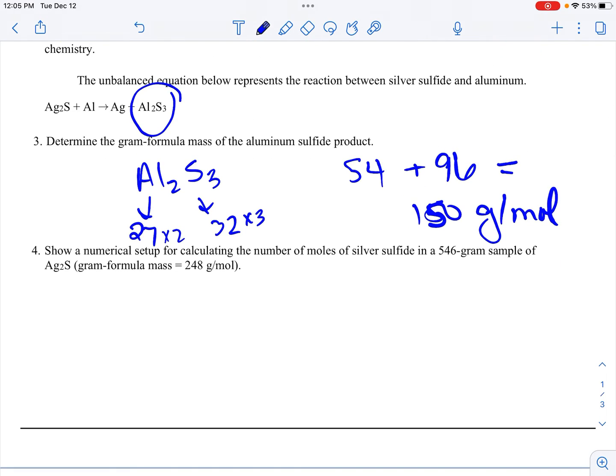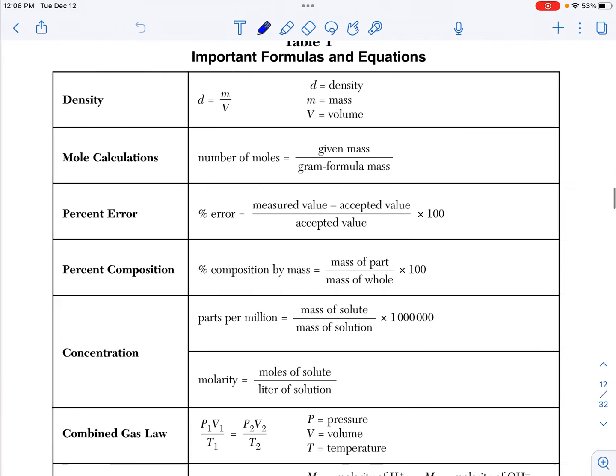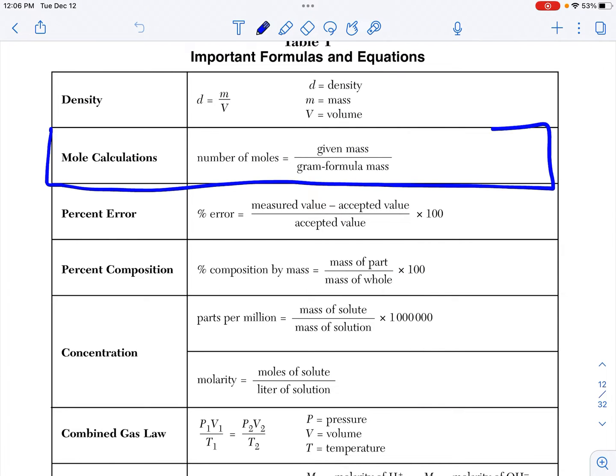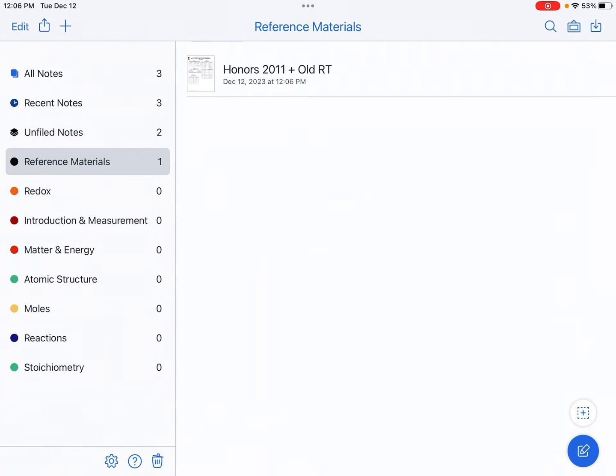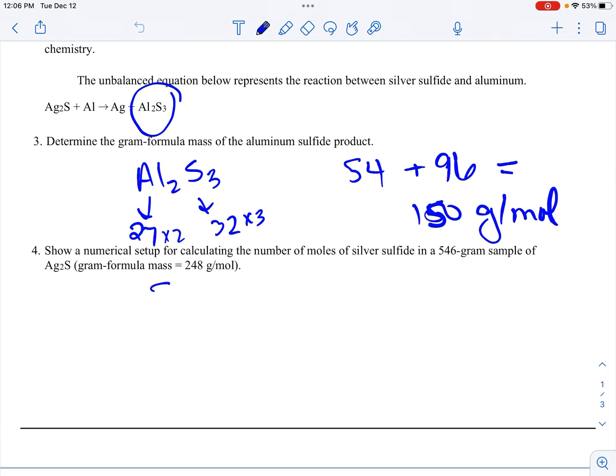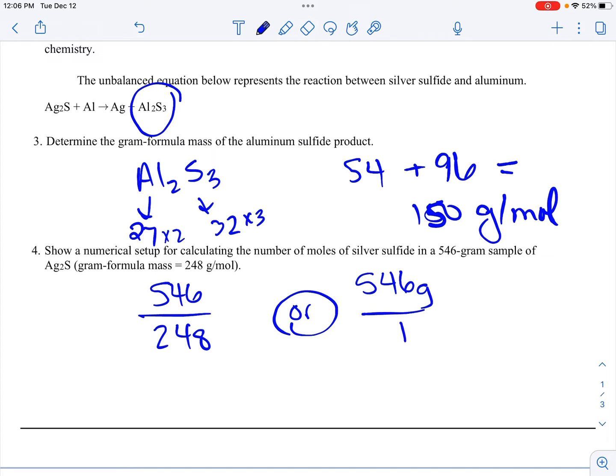This one, you don't need to actually solve. It just says, show a numerical setup for calculating the number of moles of that. So this I will show you in the reference table. Mole calculations are right here. So it's given mass divided by gram formula mass. So the given mass is 546, and you divide it by GFM. Don't solve it. You can also write it this way. Dimensional analysis, 546 grams. And then we say 1 mole is equal to 248 grams. And then you would be able to cross those out. Don't solve it.